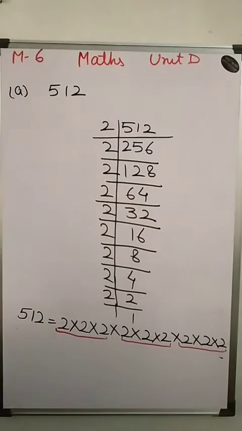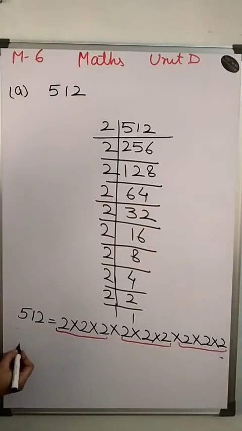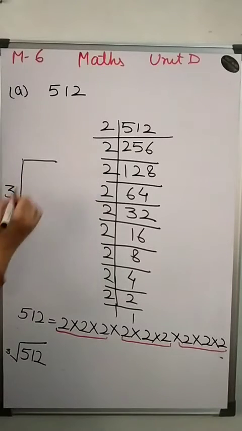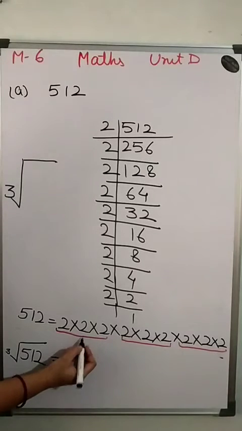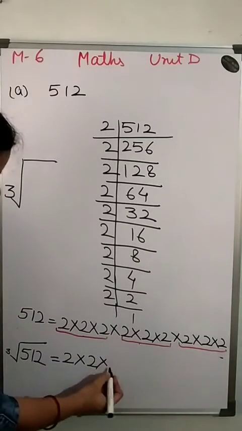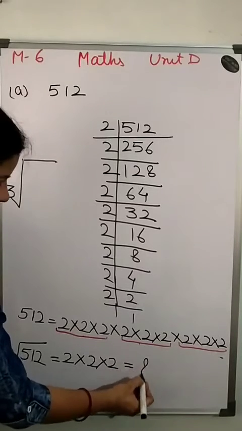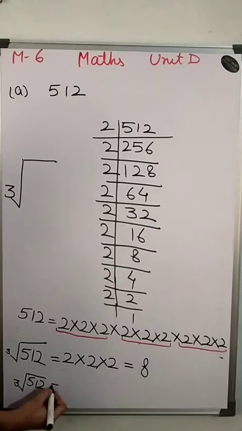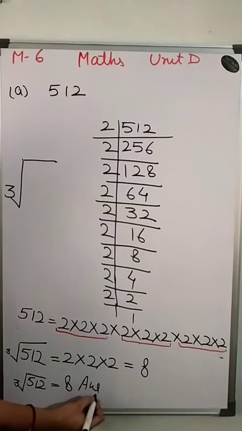So from here you write down the symbol of cube root, a small 3 here, and this one is the symbol of cube root. From this triplet you write down only one number, from here also one number, and from here also one number. So the answer is 8. So the cube root of 512 is 8. This is the answer.